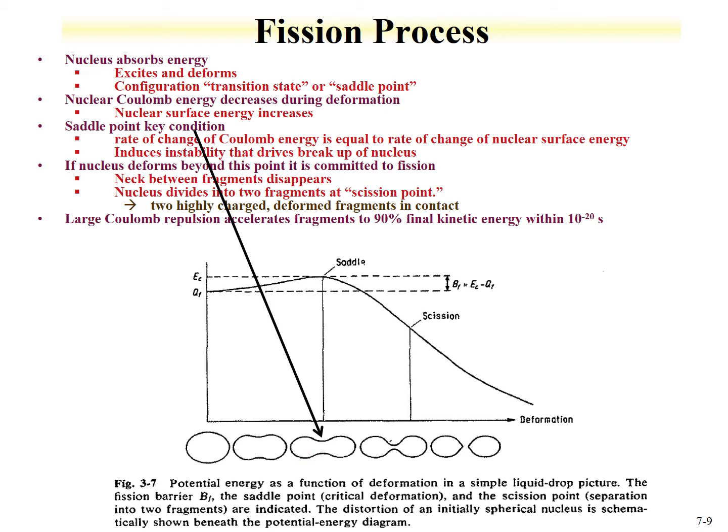That charge eventually overcomes the adhesion due to nucleon-nucleon interactions. This is called the saddle point. And the rate of change of Coulomb energy is equal to the rate of change of nuclear surface energy at this point. And this induces that instability which drives the breakup of the nucleus. Beyond this point, we have fission. We have the scission point, where the nucleus divides into two fragments. The high charge in each fragment accelerates the particles away from each other, and we get about 90% of the final kinetic energy within a very short period of time, 10 to the minus 21 seconds.